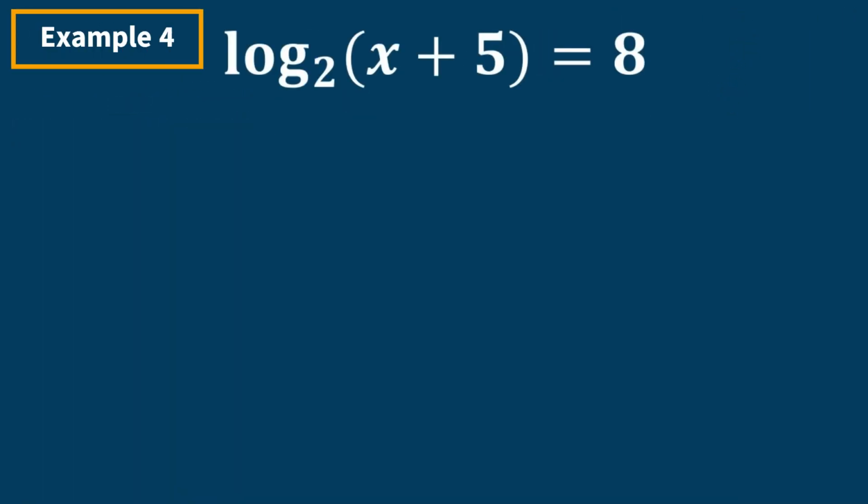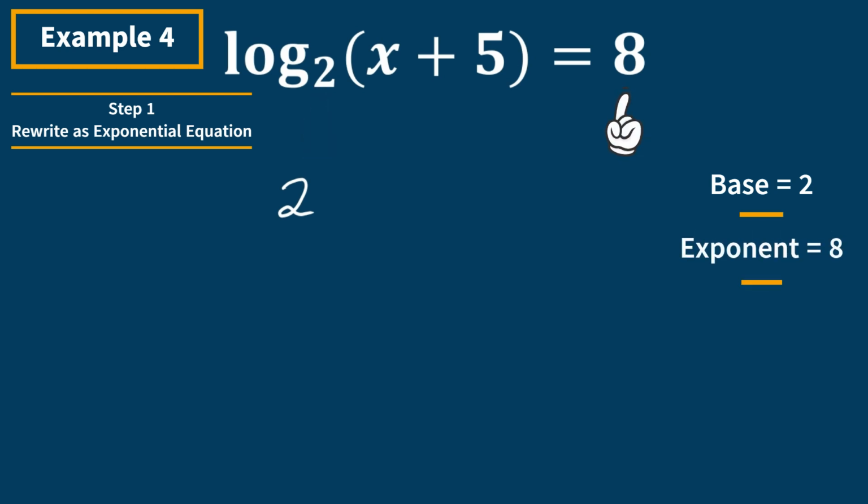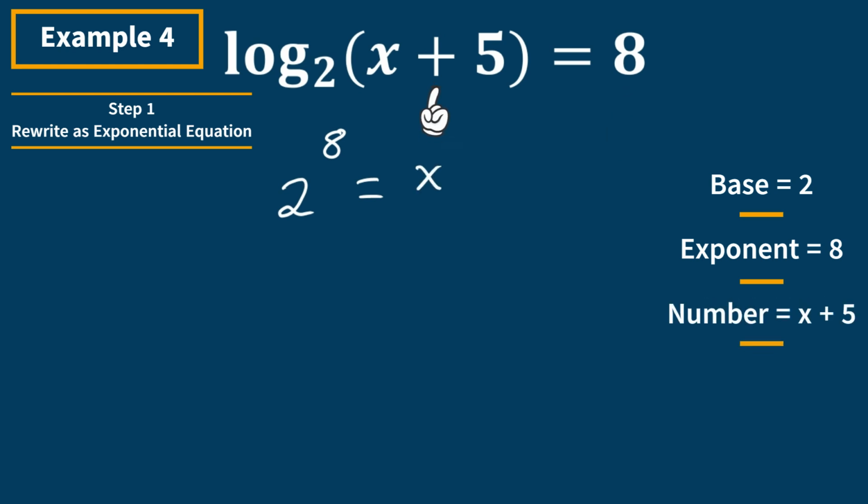Example number 4. We have log base 2 of x plus 5 is equal to 8. So, in this example, 2 is our base, so we're going to write that down. 8 is our exponent, and that is equal to the number, which in this case is x plus 5.